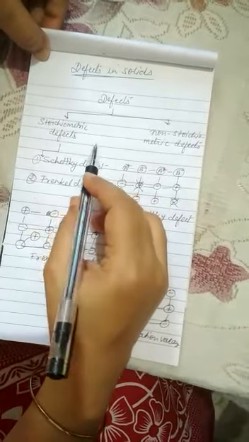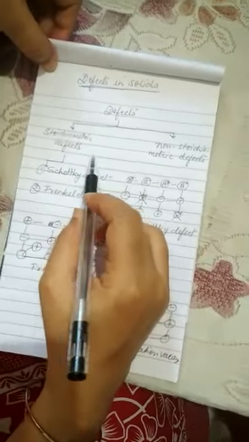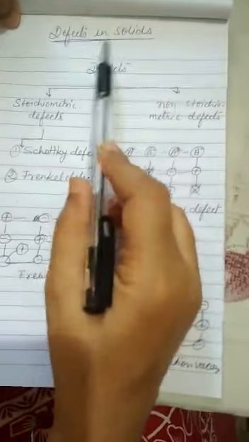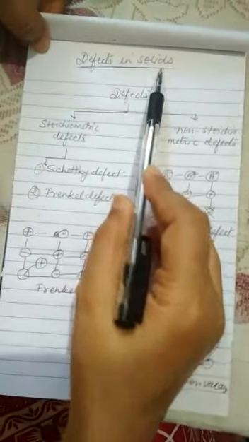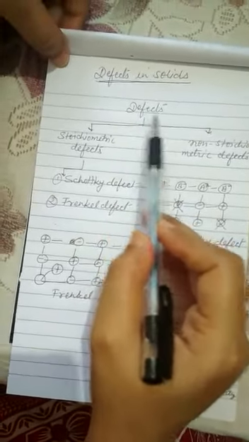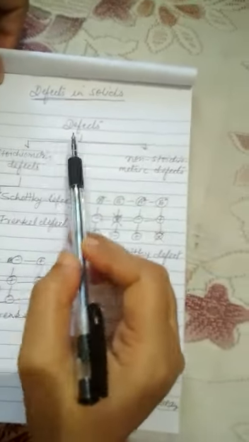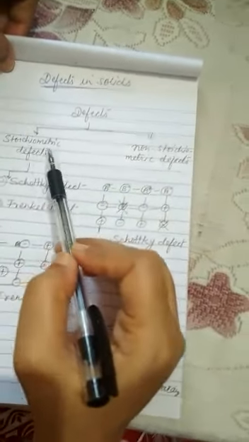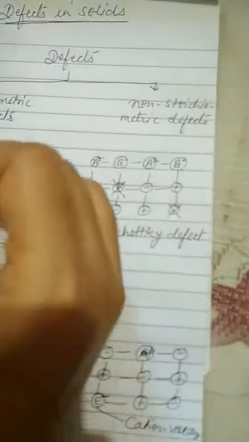Sangeeta Gautam and this is BSc B.Ed Solid State class, and today's topic is defects in solids. There are many defects in solids. Mainly defects are categorized in two main categories: stoichiometric defects and non-stoichiometric defects.